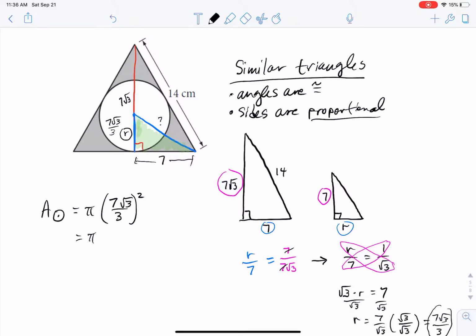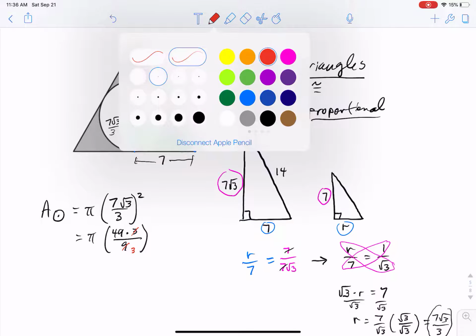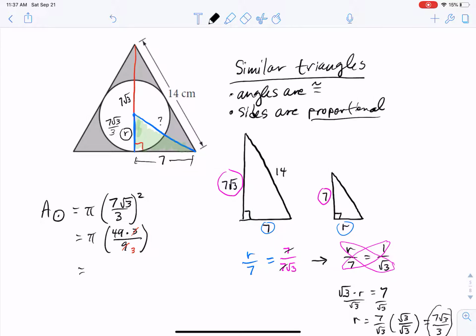I've got pi times 7 squared is 49. The square root of 3 squared is 3. And then the 3 on the bottom squared is 9. And I can cancel out some common factors like this 3 and this 9, leaving a 3 down here on the bottom. And then our final answer for our area is, I got 49 divided by 3. I'm going to leave that up front. 49 over 3 pi. And then the units are centimeters squared.